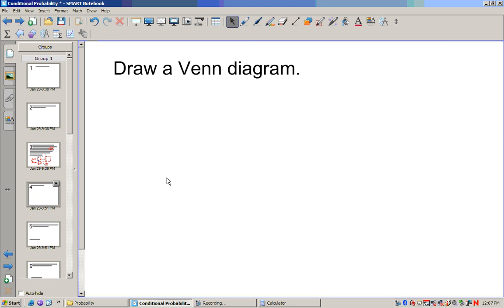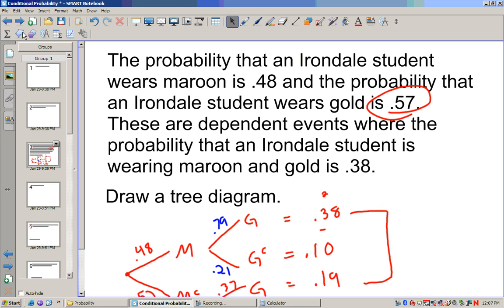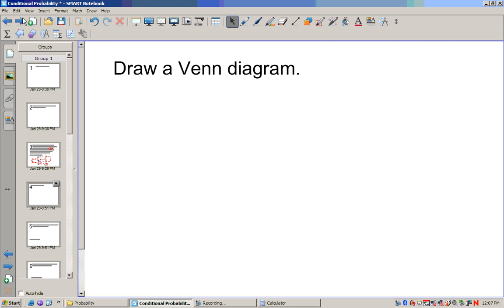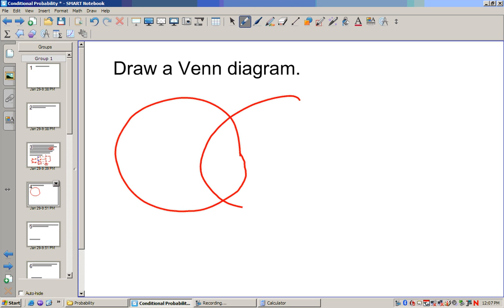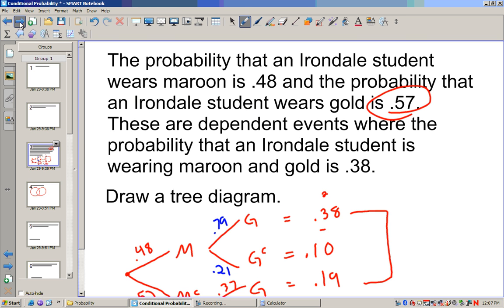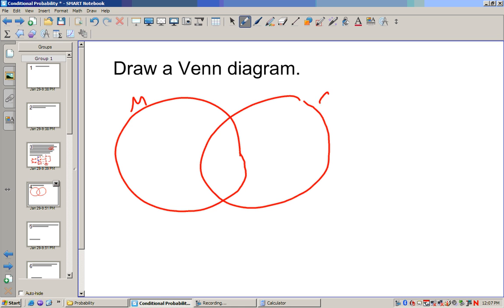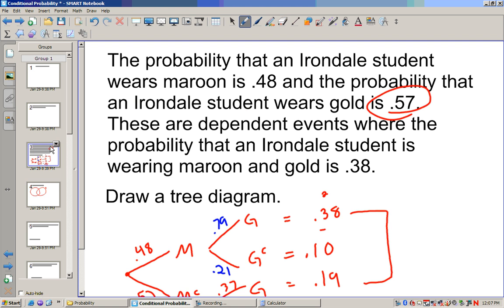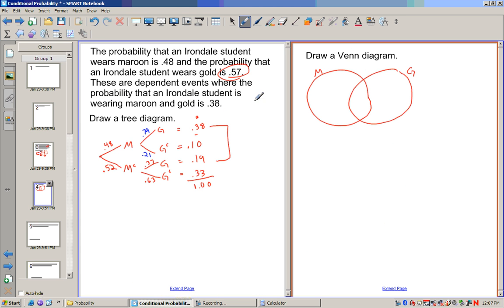Alright, now let's do this with a Venn diagram. You can see it was a little tricky with the tree diagram. So to do it with a Venn diagram, what we'll do is create two circles, where this circle over here is the maroon, and the other circle will be the gold. And the probability that they're wearing both is 0.38. Maybe it would be easier to just do this. So both is right in the middle, so that's 0.38.